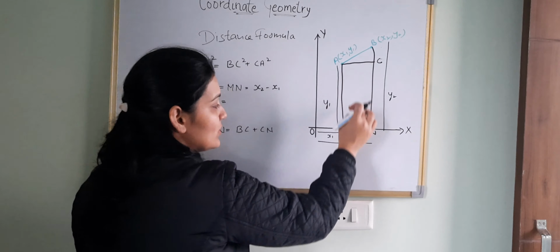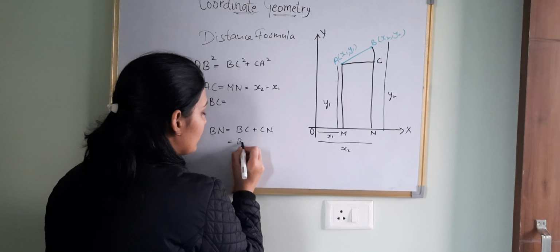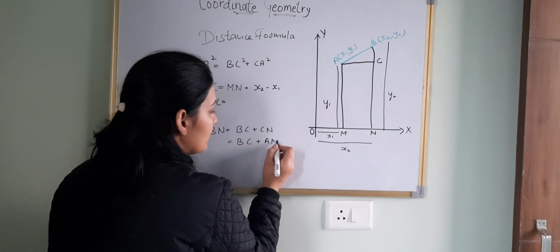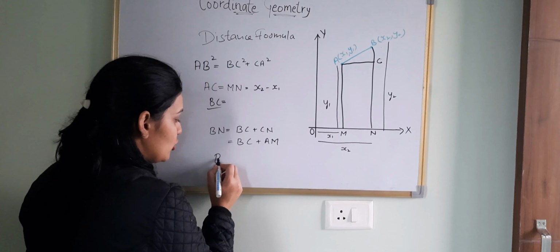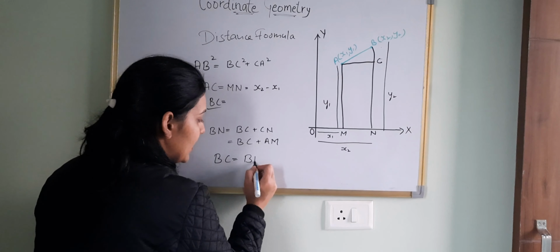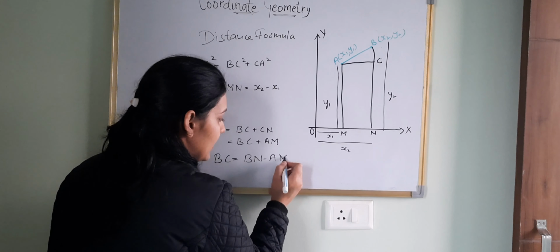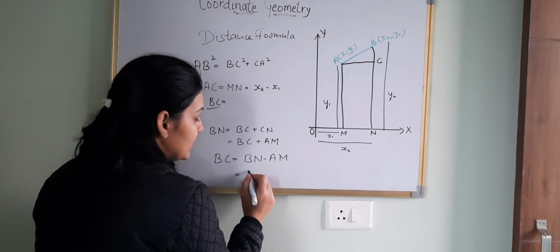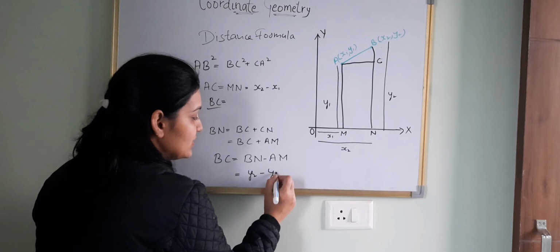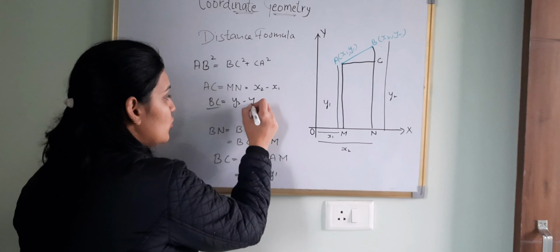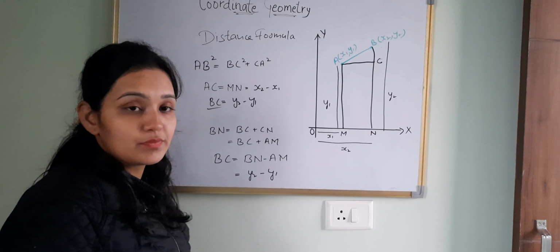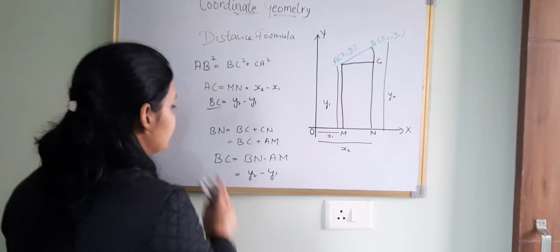Now BC plus CN. Your CN is equal to AM. And we need to find the value of BC. So your BC will be equal to BN minus AM. What is your BN? It is y2. And what is your AM? It is y1. So what is your BC? It is y2 minus y1. Any doubt till here?